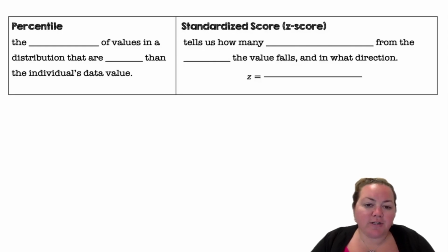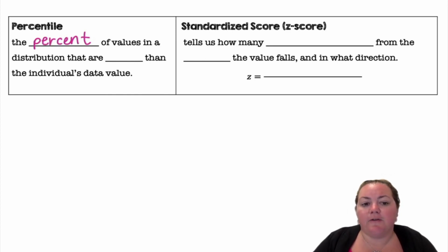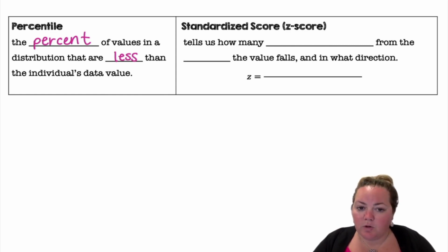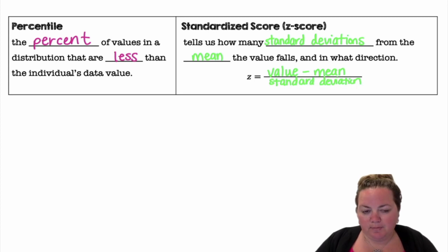All right, so we're going to start with percentiles. The percentile is the percent of values in a distribution that are less than the individual's data value. And we're going to use those and find z-scores. So standardized scores, or z-scores, tell us how many standard deviations from the mean the value falls and in what direction. And we can calculate the z-score by taking the value minus the mean and dividing by the standard deviation.